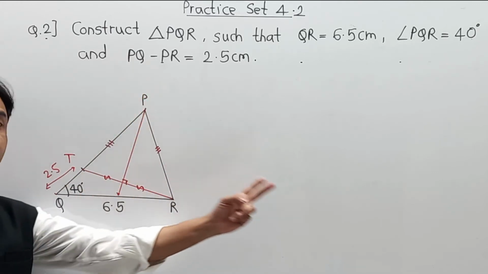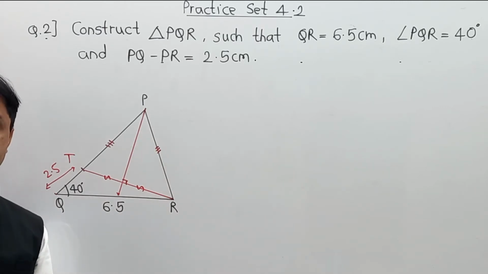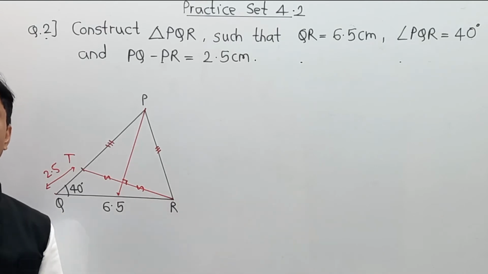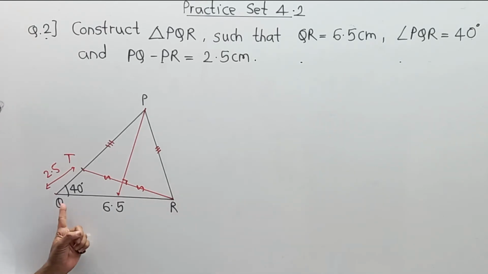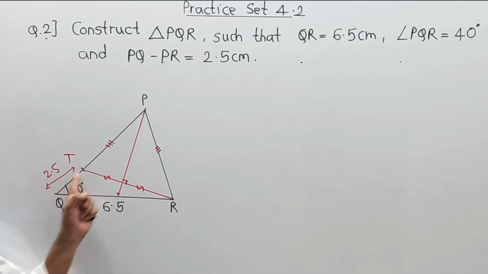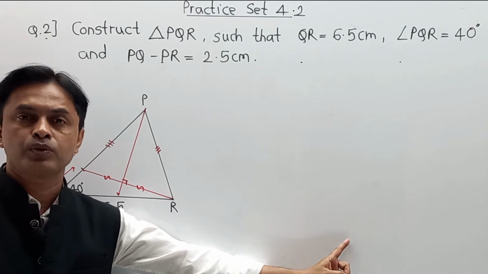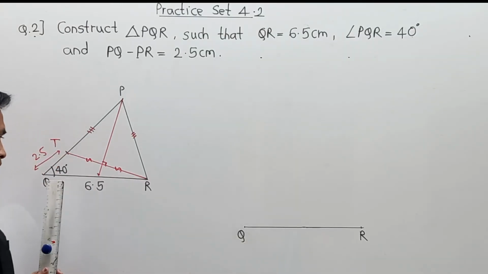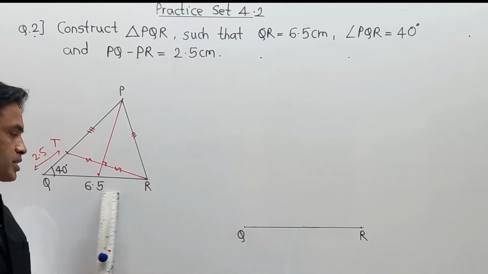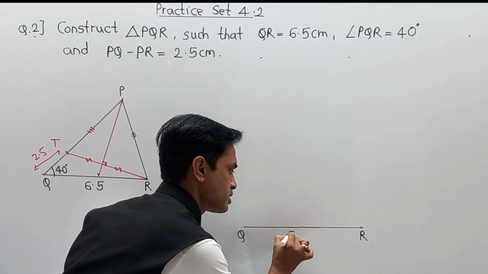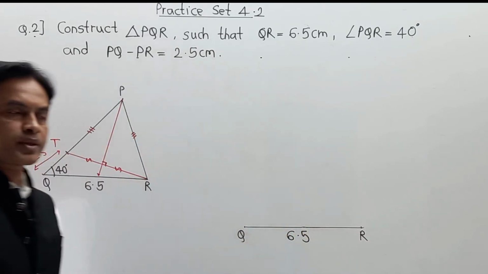And in this way we are going to draw the main construction. So please, with the help of the reference diagram, we are entering into the main diagram. Observe it properly. Our first target is to draw QR of base 6.5 centimeter, and after that angle Q with 40 degree. And I am going to start the main pattern over here. Now as per the requirement, we have drawn first QR of length 6.5 centimeter.